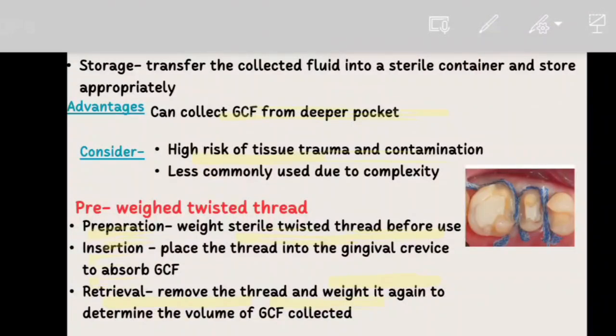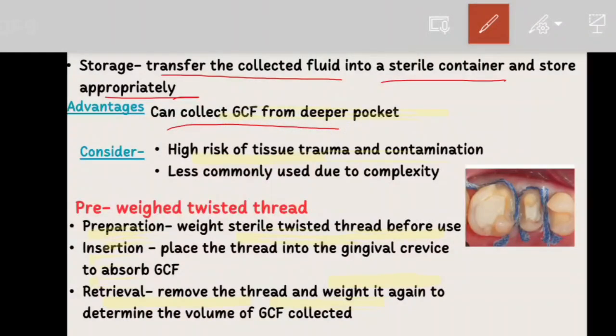Then after that we will transfer the collected fluid into a sterile container and store it. Now, its advantage is that it can collect the GCF from deeper pockets, and its disadvantages are a higher risk of tissue trauma and contamination, and it is less commonly used due to complexity.